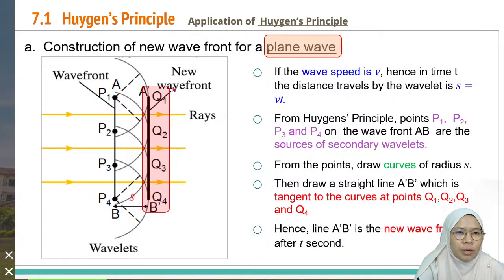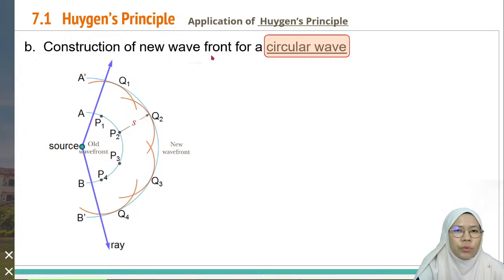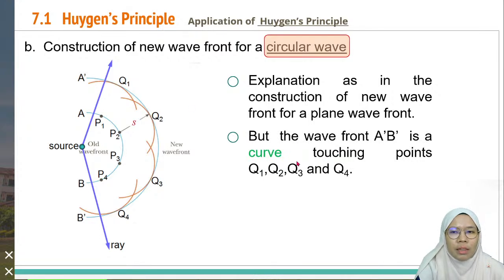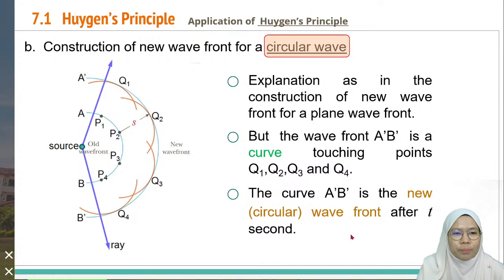Now the construction of the new wavefront for a circular wave. The explanation is the same as for the plane wavefront, but the difference is that the new wavefront is a curve. If we draw the tangent for the wavelets, we get a curve instead of a plane. So this is for the circular wave. That is quite easy.